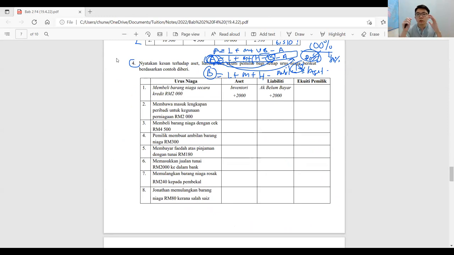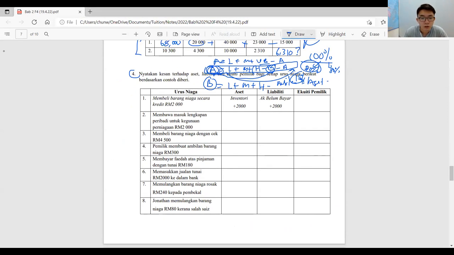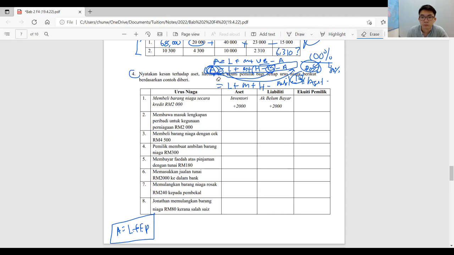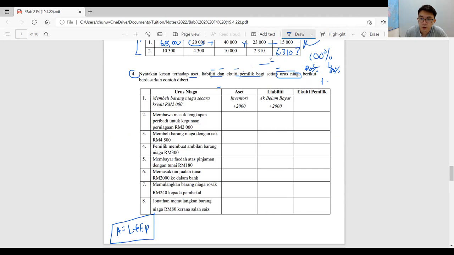So when you're doing the question, always remember the formula, which is the asset equals to liability plus equity money. Every time when we are doing the questions, remember this formula. So start with this one. Nyatakan kesan terhadap aset, liability dan equity pemilik bagi setiap urus niaga. Urus niaga means the transaction in English.